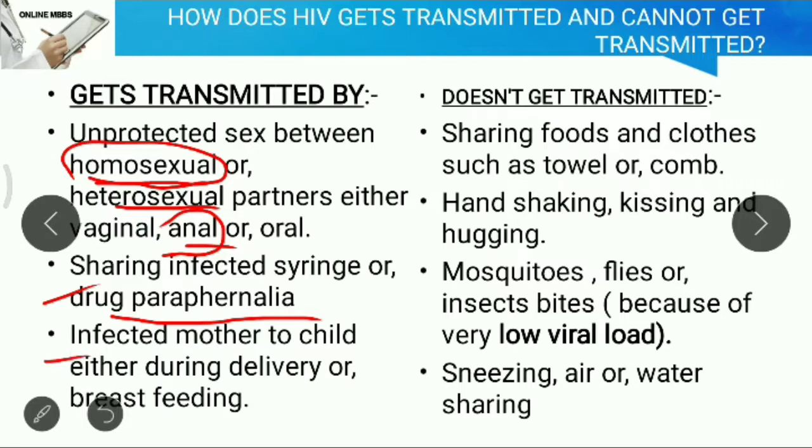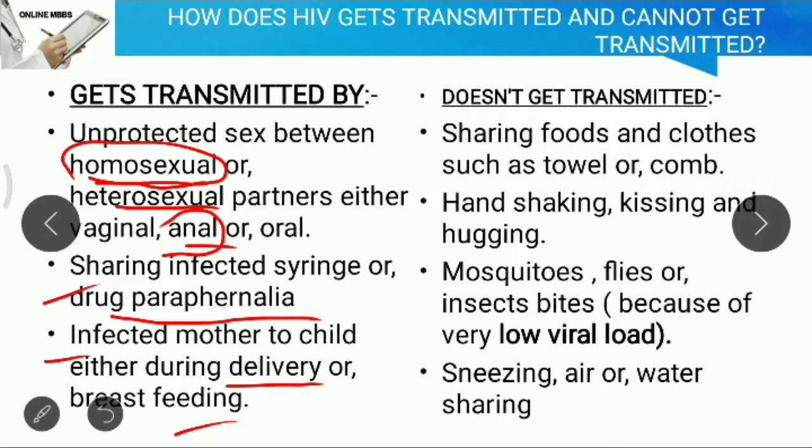Another way it gets transmitted is from infected mother to child. If a mother is suffering from HIV/AIDS, and she gives birth to a baby, then the baby also can get HIV/AIDS, either during delivery or breastfeeding.